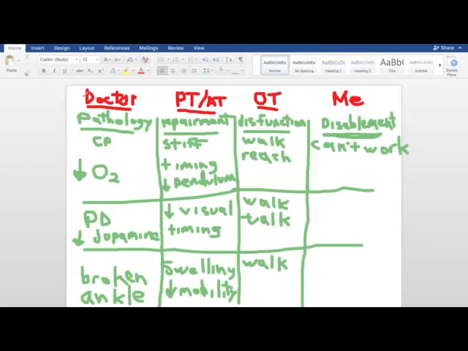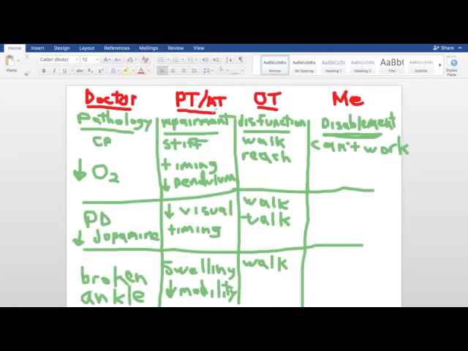A doctor works at the pathology level. If the doctor can't fix the pathology, then they refer you to a PT. Then the PT doesn't work at the pathology level. The PT isn't going to provide levodopa. The PT is going to provide strength, flexibility, timing. They're going to try to reduce the impairment. They're going to try to make it so that the muscles are stronger, less atrophied, and more flexible.